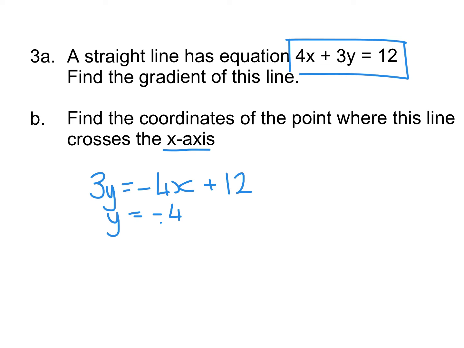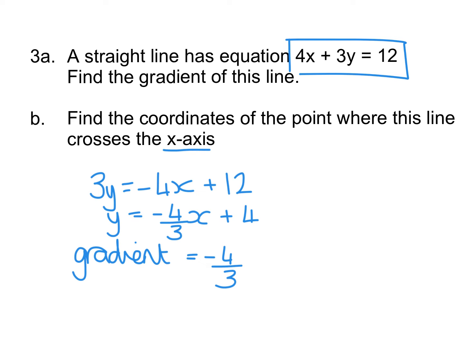That doesn't divide by 3, so I'm leaving it as 4/3. 12 divided by 3 is 4. So the gradient of this line is the value in front of the x. So the gradient equals minus 4/3. And I always write gradient equals. I don't like writing m equals. I want to make sure I answer the question properly and say the gradient is minus 4/3. If they ask me for the y-intercept, which they haven't, the y-intercept would be (0, 4). Now this question doesn't ask in part B for the y-intercept, but sometimes it does, so just watch the wording.